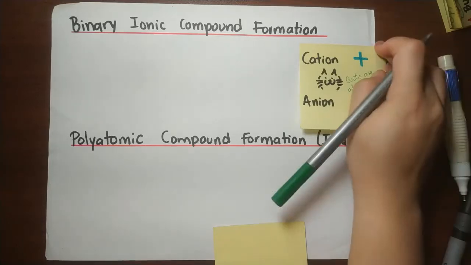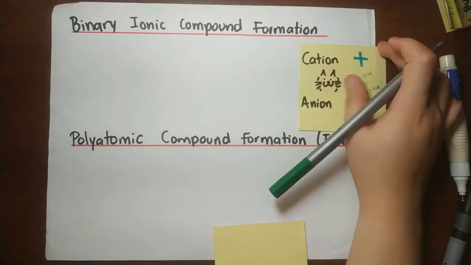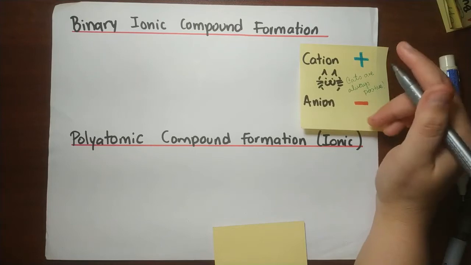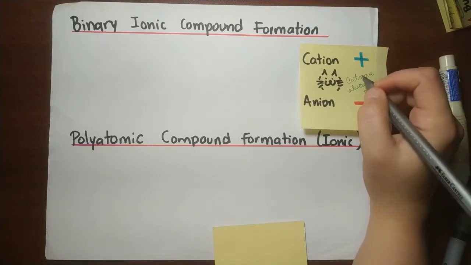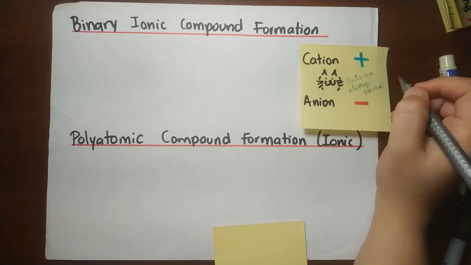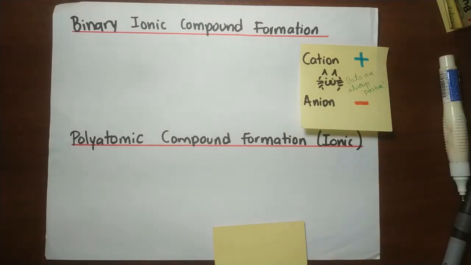Okay, so let's just review a little bit. Cation, positive charge, and anion is an ion with negative charge. Remember, cation is the one positive because cats are always positive. Now let's take a look here.